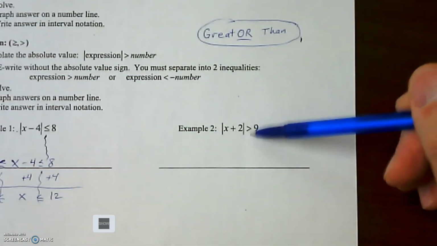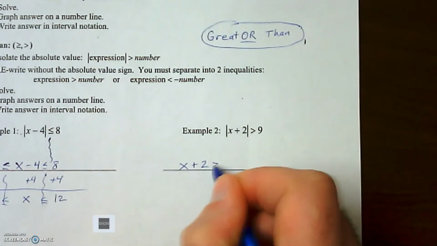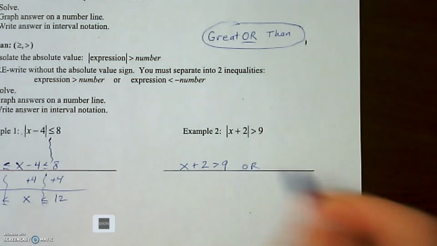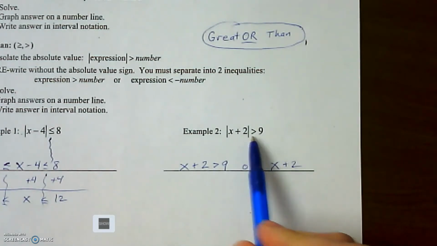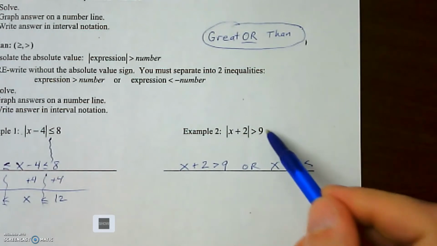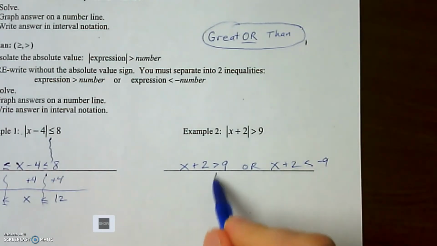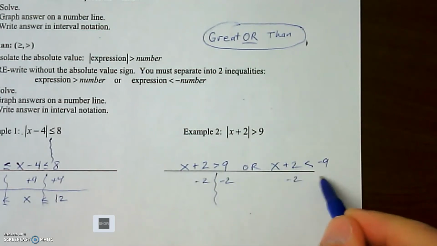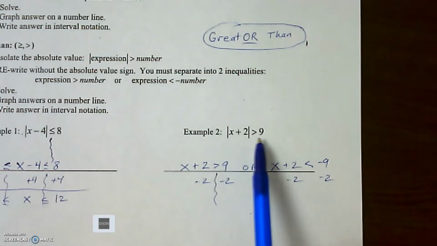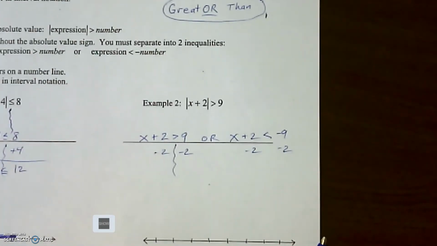Okay, so the next one, great or. That's an or problem. So it's just x plus 2 greater than 9 or x plus 2 less than. See, I flip it and I change the sign of that number. And now I'm going to solve each one. Minus 2, everywhere in fact. Don't do minus 2 up here. That is the biggest mistake in this topic.